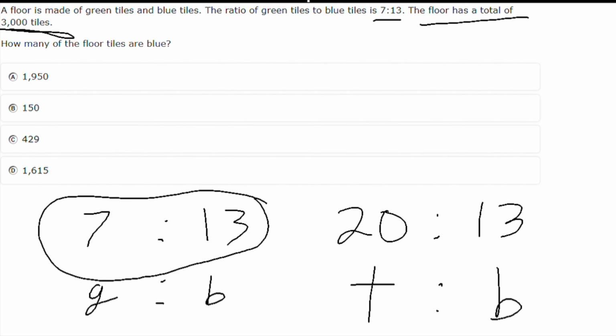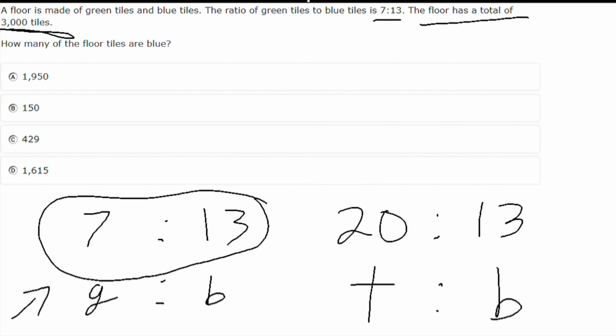Okay? All right. So for every 13 blue tiles, we have a total of 20 tiles. Does that make sense? Yes, it does. Because see right here in our original ratio, let's say we just had one set of this, right? One set. If we have 13 blue tiles on the floor, we're going to have 7 green tiles. And if we count up everything, it's 20. And this ratio continues to increase.